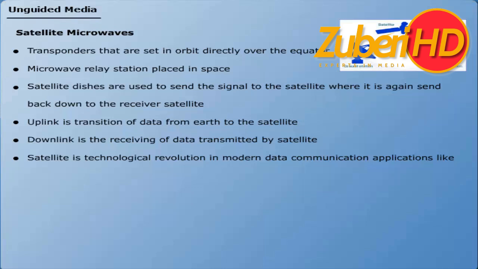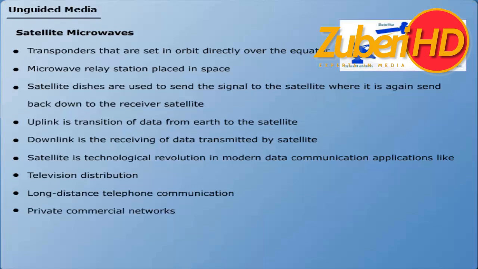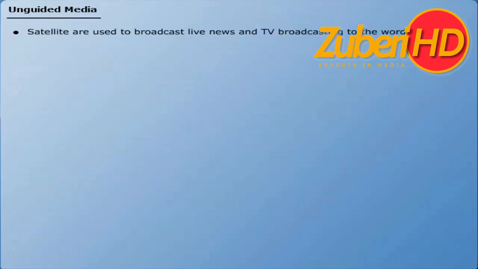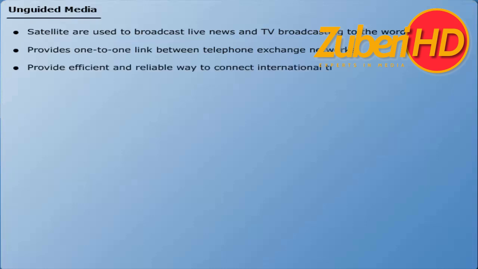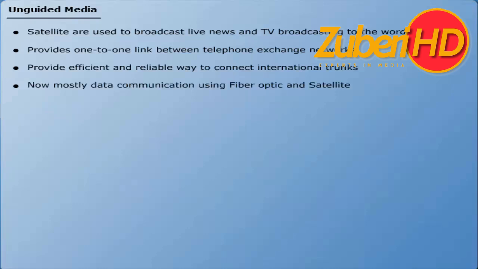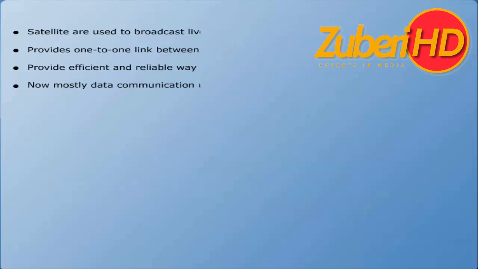They are used in different data communication applications like number 1, television distribution, number 2, long-distance telephone communication, number 3, private commercial networks. Because of their broadcast nature, satellites are used to broadcast live news and TV broadcasting to the world. Satellite communication also provides one-to-one link between telephone exchange networks. It provides an efficient and reliable way to connect international trunks. Now, mostly data communication is performed using fiber optic and satellite.